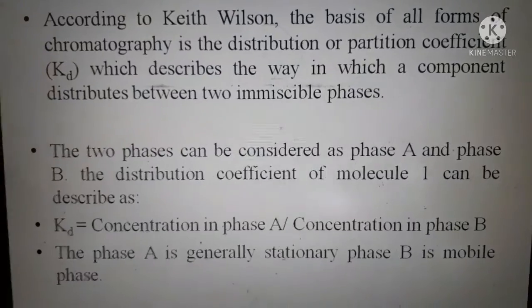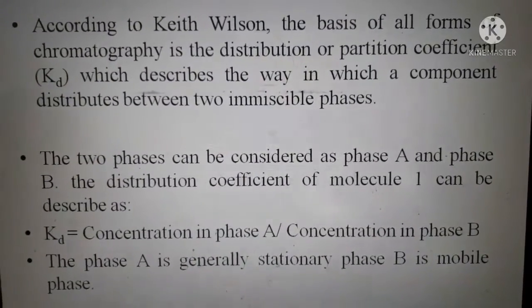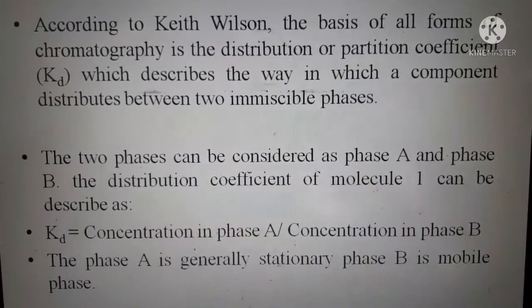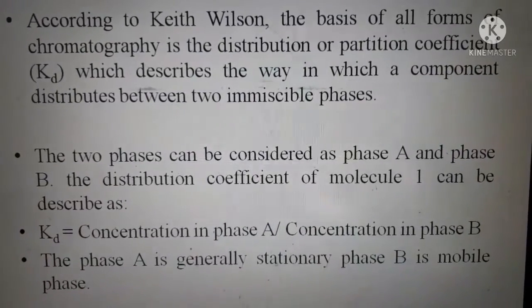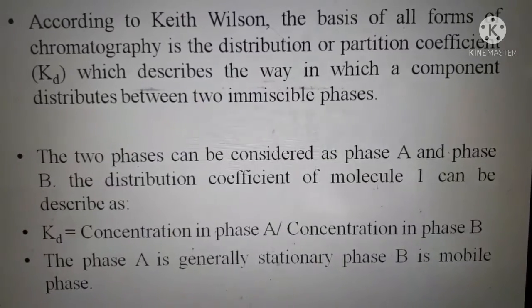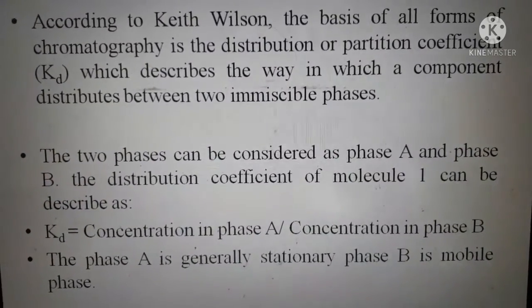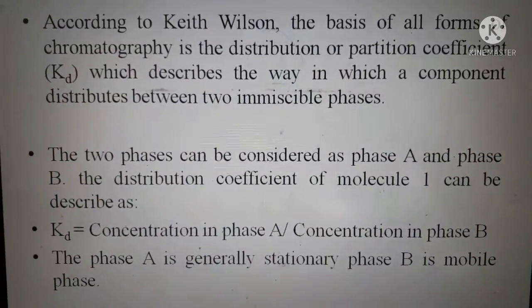If we discuss, for example, liquid chromatography, in this case the stationary phase will be a solid support, a matrix, while the mobile phase will be a suitable solvent in the liquid form. But in some cases, for example in gas chromatography, the mobile phase will be a gas, while the stationary phase may be a semi-solid or a liquid form. So it will be discussed later.